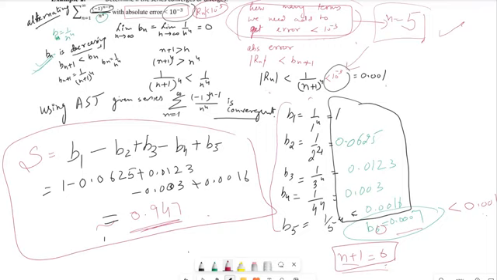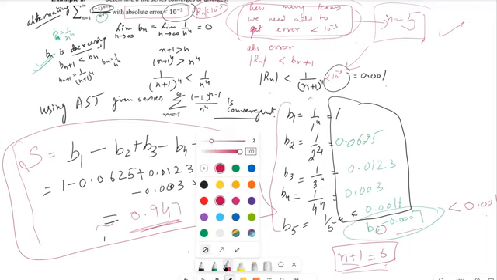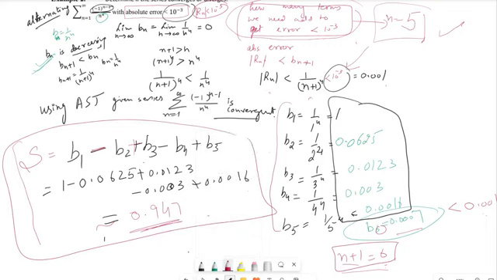If they ask to find the sum such that approximate error is less than that, then you add the first 5 terms. Basically, remember that the terms are alternating. So when you're adding them, they are plus minus plus minus.